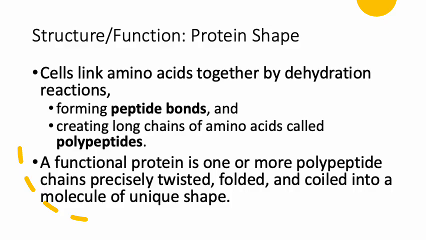Protein function is directly tied to protein shape, and that shape begins with how amino acids are linked together. Amino acids are joined by a peptide bond, which forms between the carbon atom in the carboxyl group of one amino acid and the nitrogen atom in the amino group of the next. This bond forms through a dehydration reaction, releasing a molecule of water as the two amino acids are linked. When the peptide bond forms repeatedly, a long chain called a polypeptide is created. The specific sequence of amino acids in the chain determines how the protein folds, and that fold is what allows the protein to perform its specific biological function.